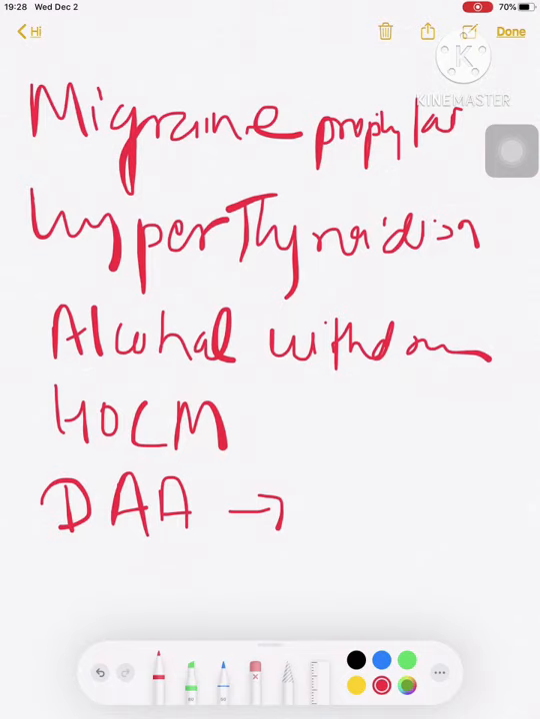So this was all about the beta blockers and alpha blockers. Now we have completed the autonomic pharmacology. Next, we'll discuss the drugs used in Parkinsonism. We enter into the central nervous system.